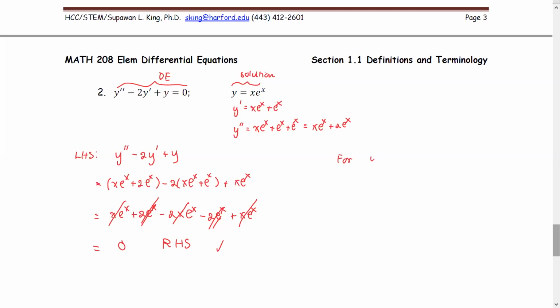For the solution y equals x e to the x, the interval of definition is I equals the set of all real numbers, or from negative infinity to positive infinity, because x times e to the power x is defined in the set of all real numbers.